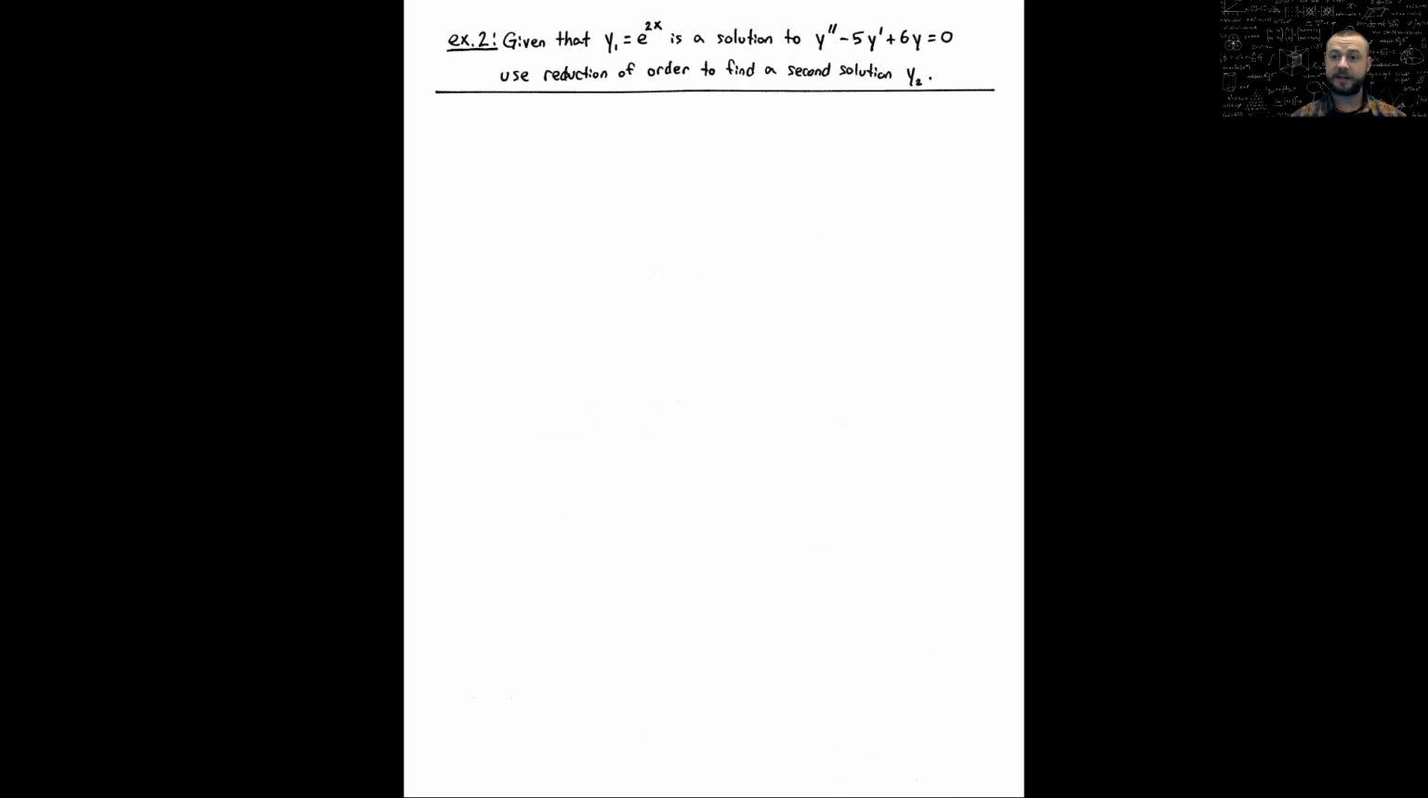So, same exact type of question, just a different second order linear ODE, which means we have different solutions. Here, the solution that we're given, y1, is e to the 2x, and we're going to use the same procedure, reduction of order, to find a second solution, y2. Now, maybe you feel a little more comfortable making an attempt. Give yourself maybe 5 to 10 minutes for example 2 if you want to attempt it. We'll check in after that.